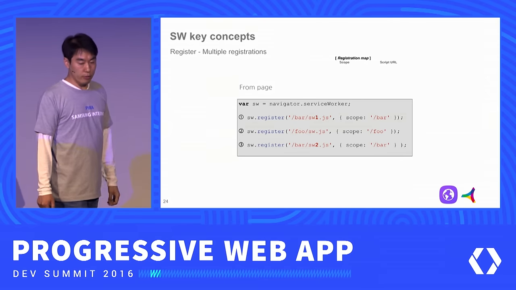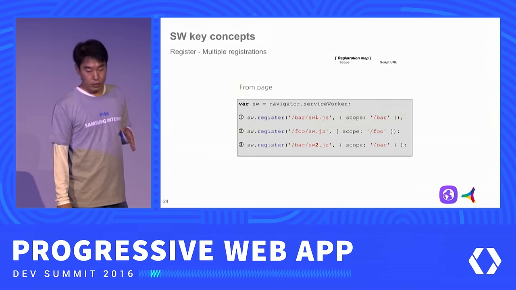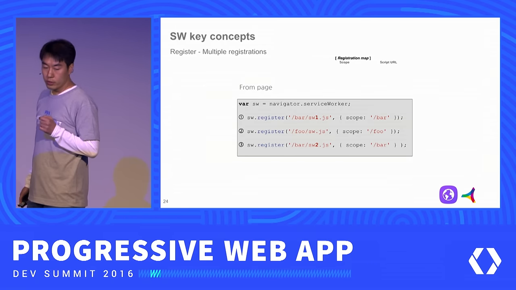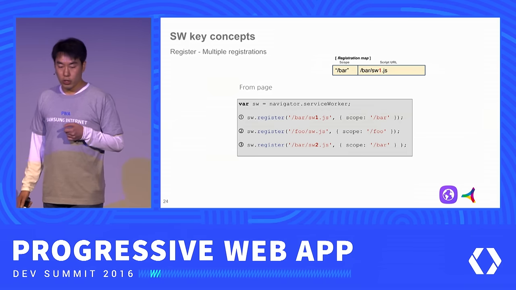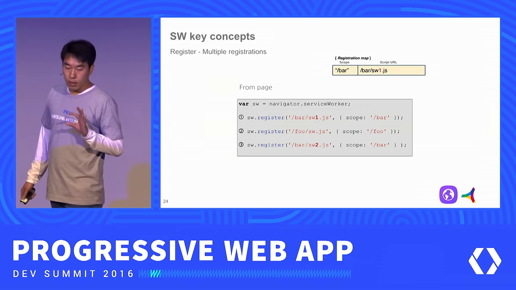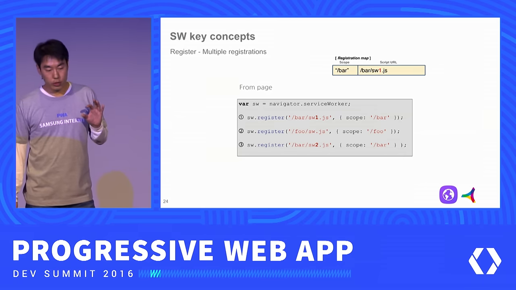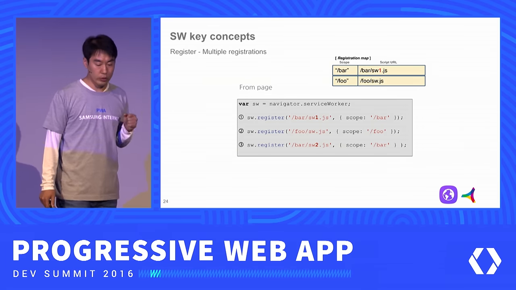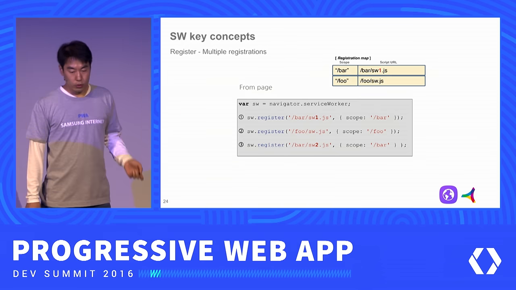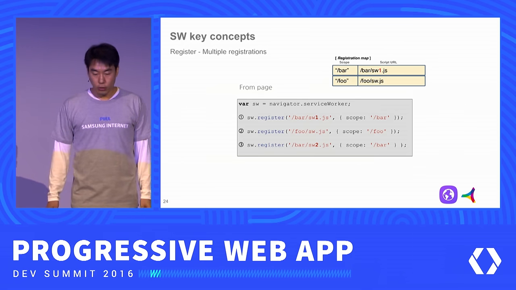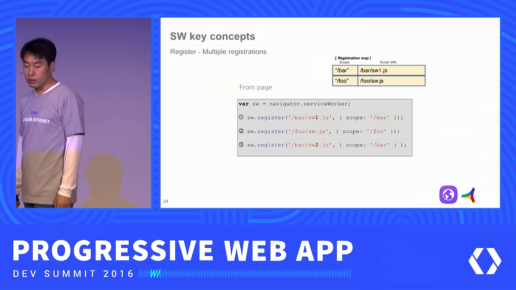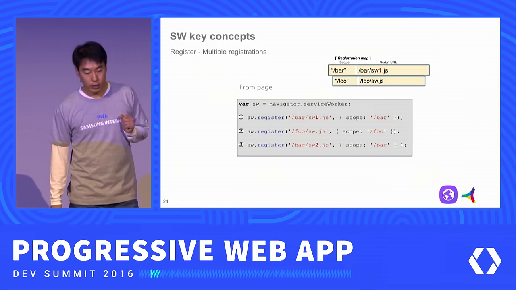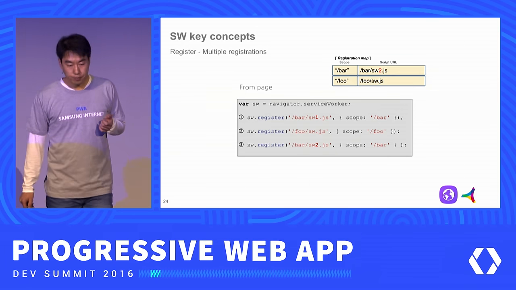So here's the sequence of registration operations, number one, number two, and number three. There are three register calls in a sequence. With the first one, we create a service worker registration in the map with a scope of slash bar. The second one has a different scope, so it creates another new registration. But the third one has the same scope as the first one. So in this case, this service worker 2.js will take over the first one.